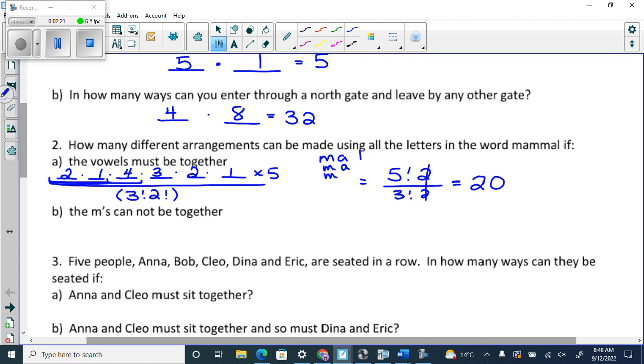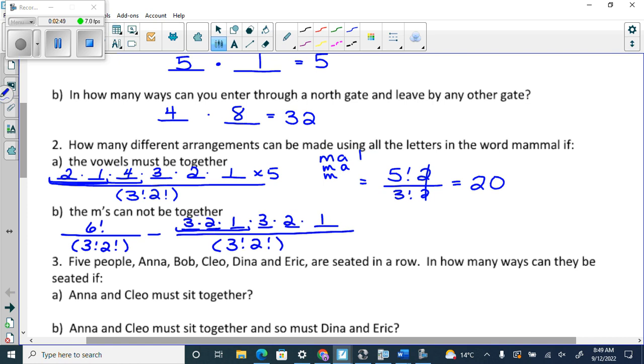Now here it says the m's cannot be together. How do we do cannot be together? We do total no restrictions minus the m's together, and you get the m's not together, right? So total ways you could do mammal is 6 factorial over 3 factorial, 2 factorial. And then we're going to subtract off all the ways the m's can be together in mammal. 1, 2, 3, 4, 5, 6. Now I can hook 3 letters together. 3, 2, 1, 3, 2, 1 times 4. And what do we get? What do you get for an answer?